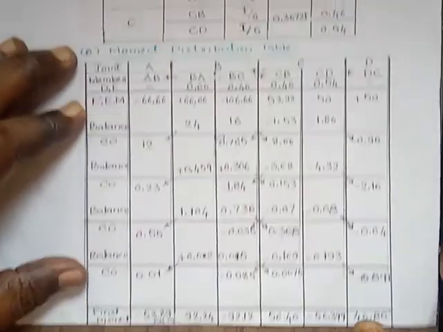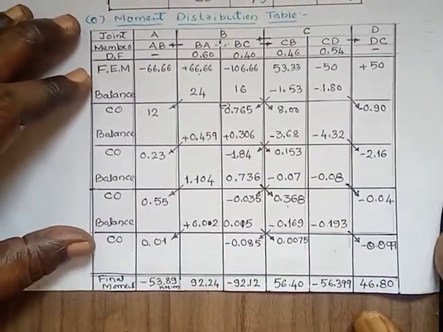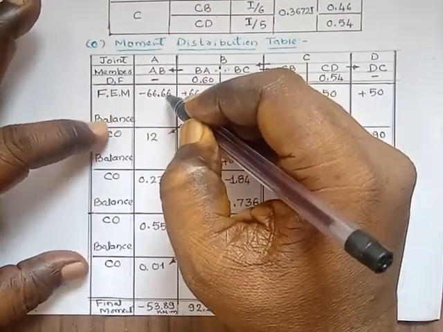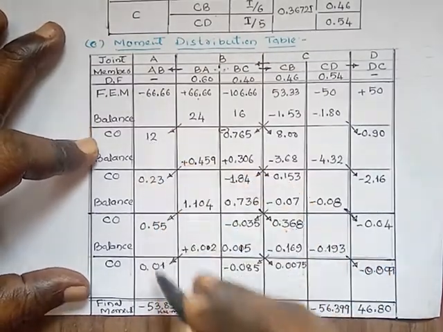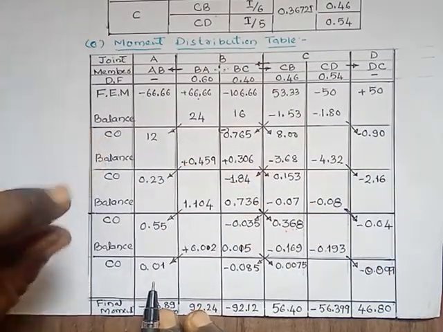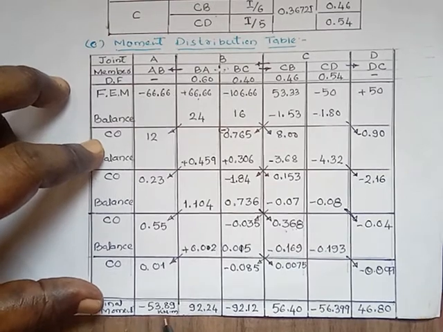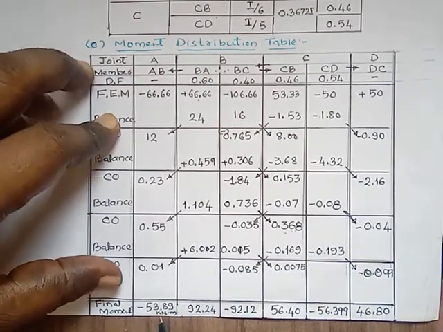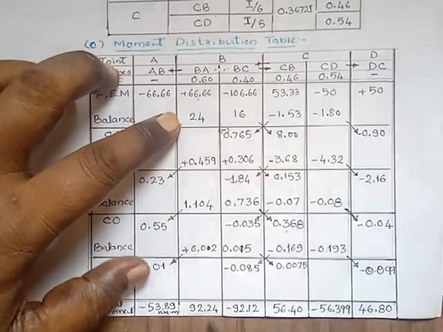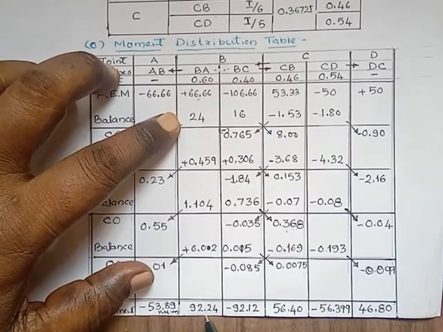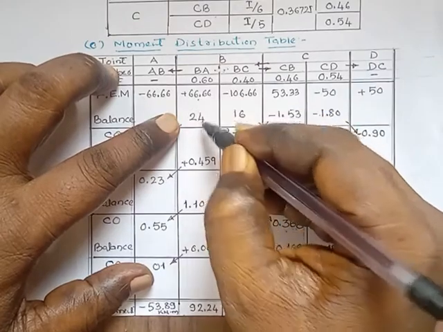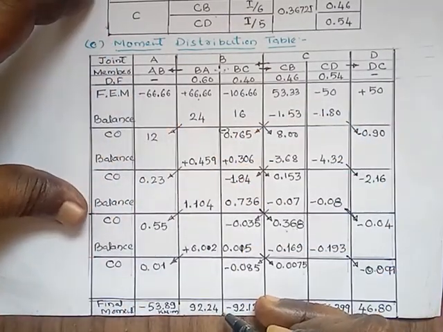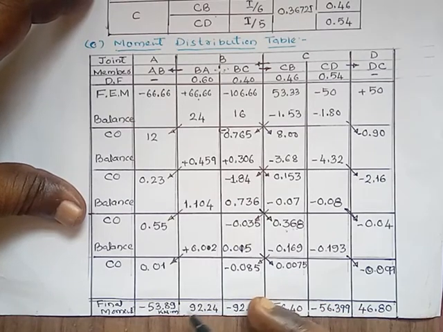Now we have to get the final moments. The final moments are obtained by adding all these things, that is fixed end moment plus the remaining values. You will get the final moment at AB as minus 53.89. That is negative, meaning that one is anti-clockwise. Then for BA, by adding 1, 2, 3, 4, 5, 6, that is 92.24. This is the final moment at BA.